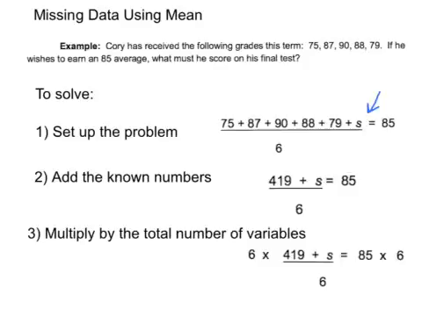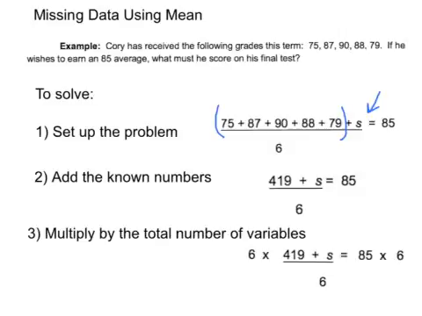Step number 2 is to add the known numbers. So that 419 is what 75 plus 87 plus 90 plus 88 plus 79 equals. That's adding all those up. Notice nothing else has changed. I'm still adding S. I'm still dividing by 6. At this point, it turns into just a plain solve-the-equation. You're solving for S. So the next thing to do is to get rid of that divide by 6.